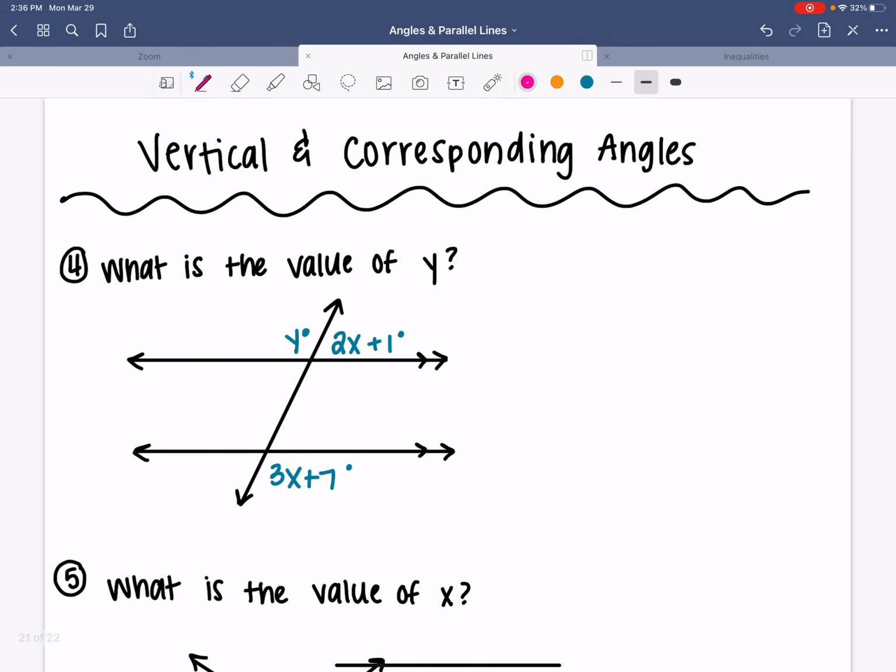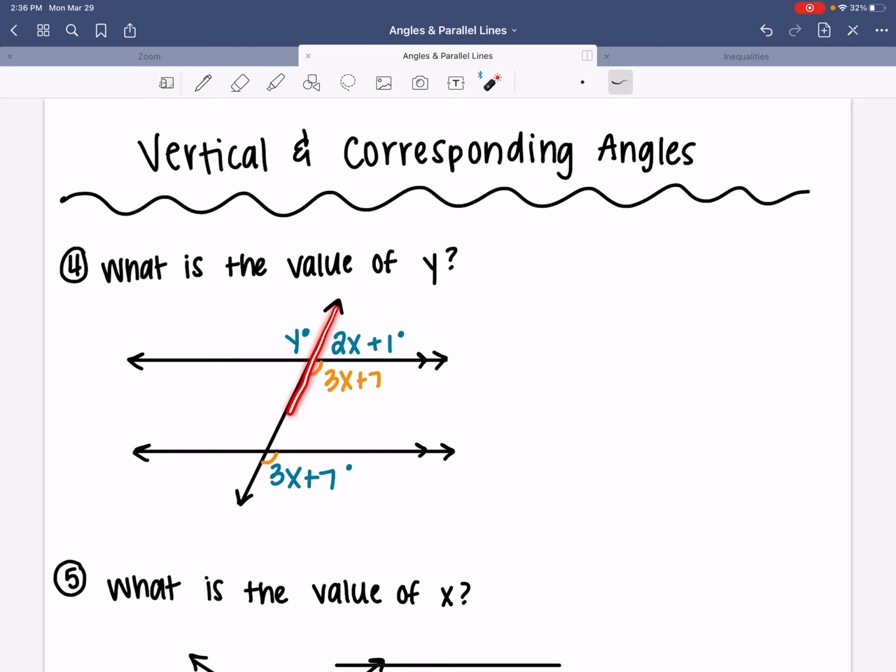Number 4, what is the value of y? Okay, this one's also a little bit tricky. It's not too bad though. Use the same process that we did before. So we know that 3x plus 7 corresponds to this angle here, which would also be 3x plus 7. Now we have a linear pair, so these two form this straight line, right?